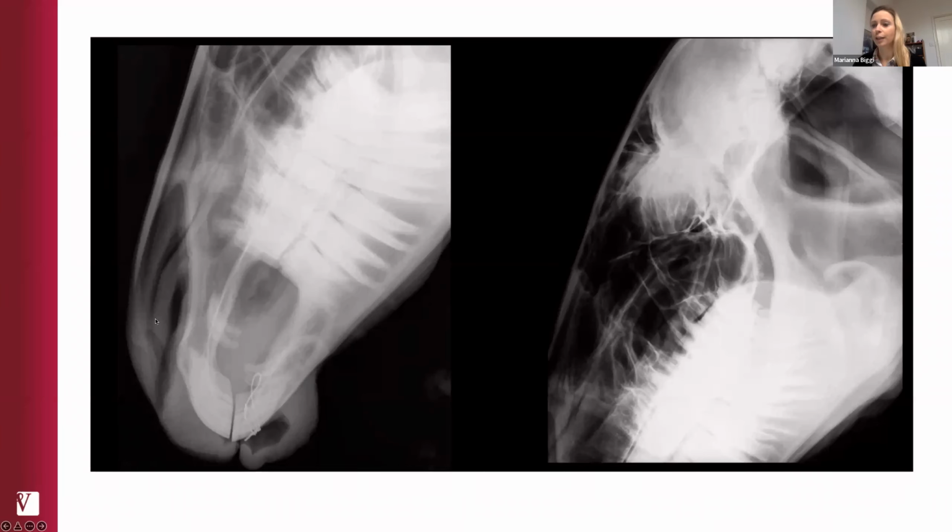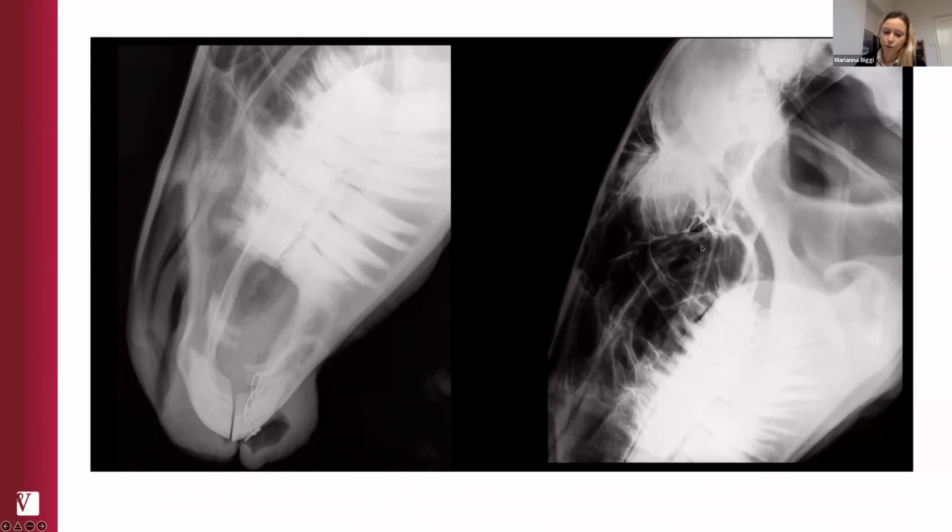This left side image has been taken to evaluate the fracture of the incisor, while this one on the right-hand side is, well, a bit more caudal than I would like if I wanted to evaluate the teeth. So I think it's not an ideal view.